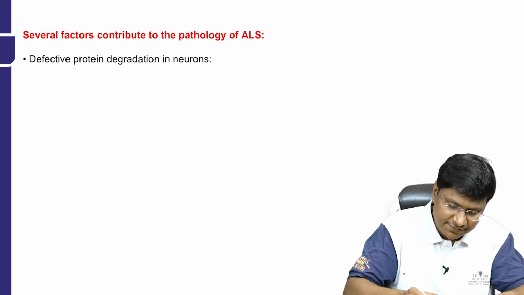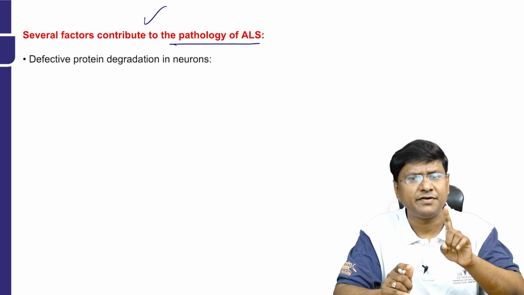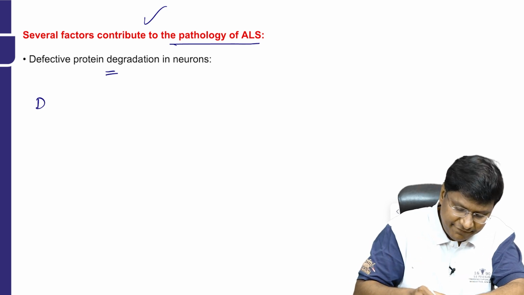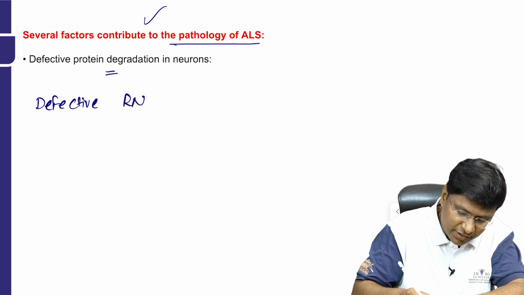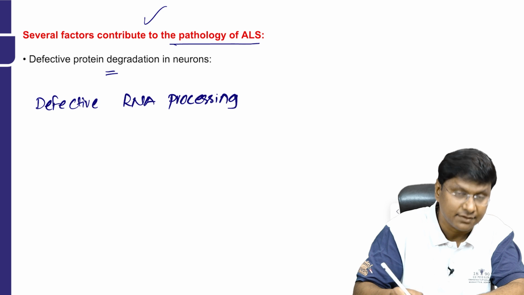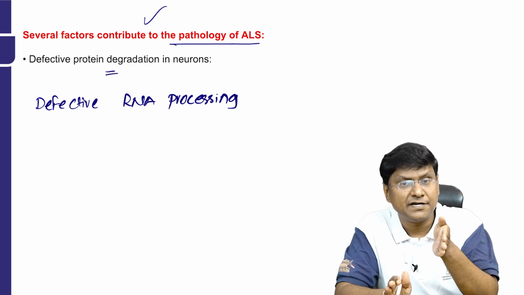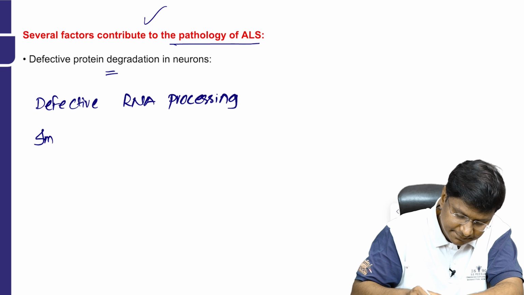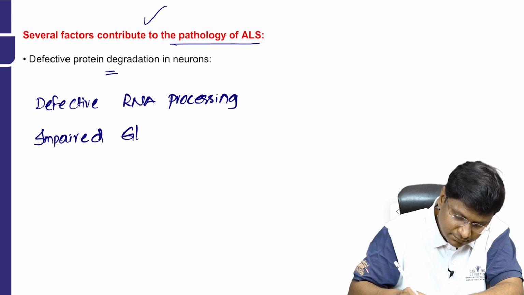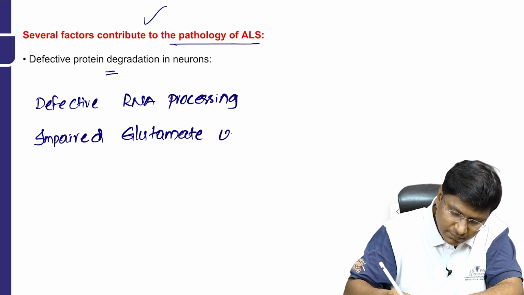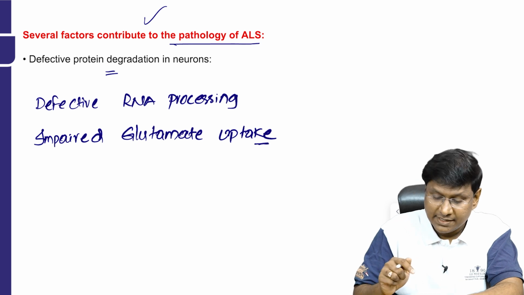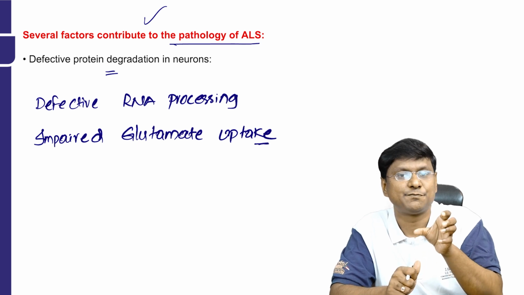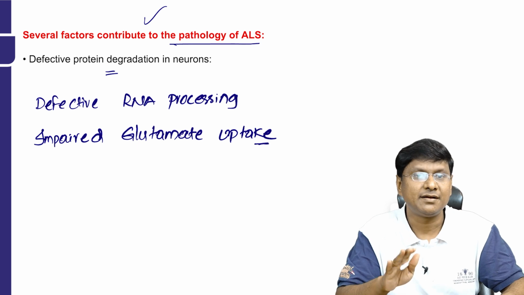And there are several factors that contribute to the pathology of amyotrophic lateral sclerosis. One very important factor is defective protein degradation in the neurons, okay? And second is defective RNA processing, right? And next, in amyotrophic lateral sclerosis, dysfunctional glutamate handling mechanisms such as impaired glutamate uptake by the astrocytes, and there is downregulation of the glutamate transporters, okay?